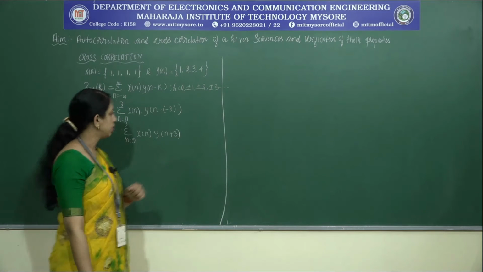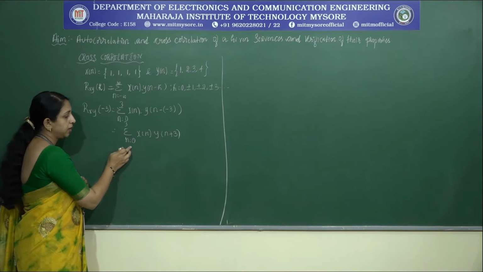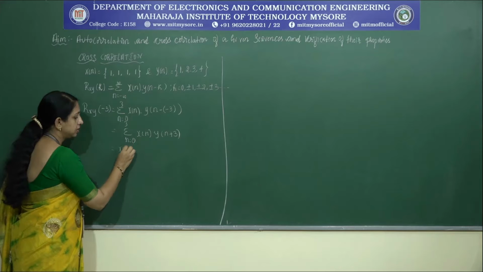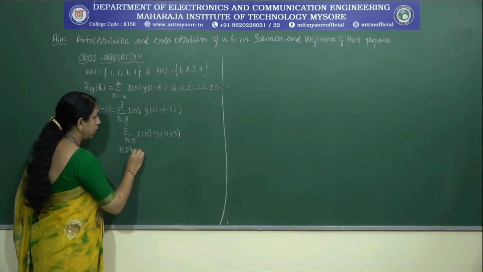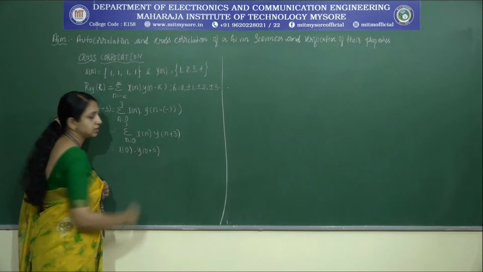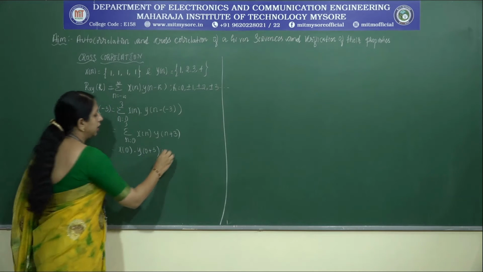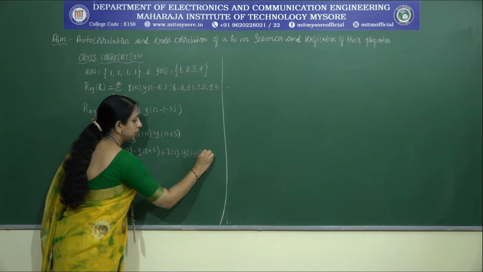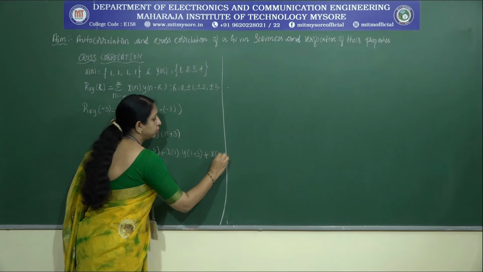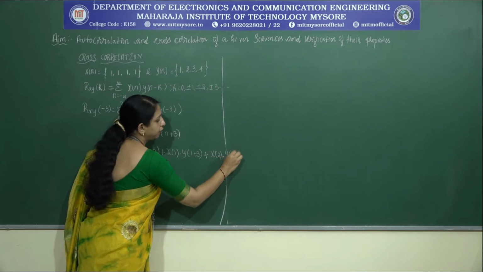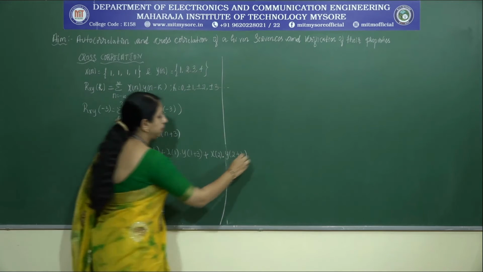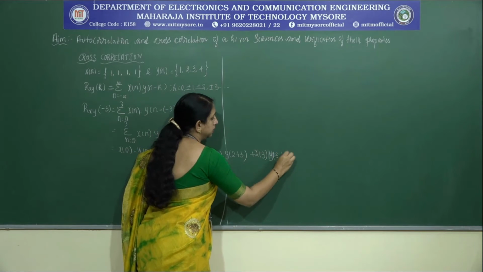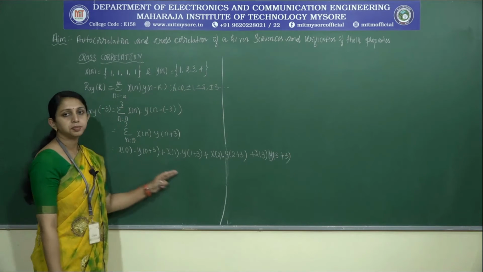Now, expand this equation for different values of n ranging from 0 to 3. So, the first value of n is 0. Write that x of 0 into y of 0 plus 3, plus x of 1 into y of 1 plus 3, plus x of 2 into y of 2 plus 3, plus x of 3 into y of 3 plus 3. Now start to substitute the values.